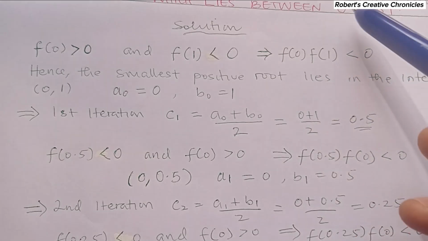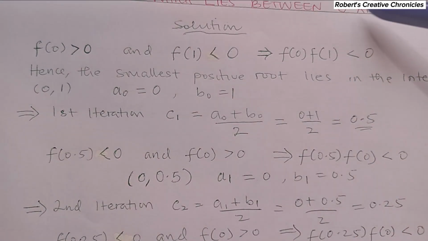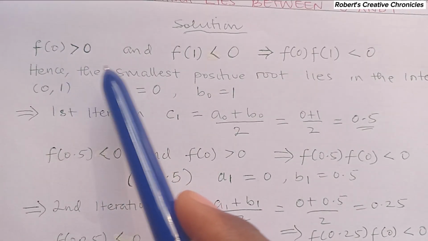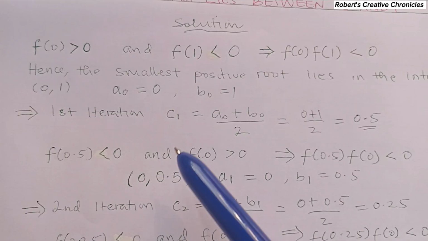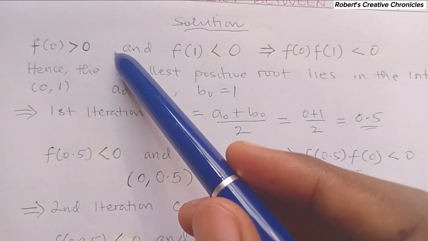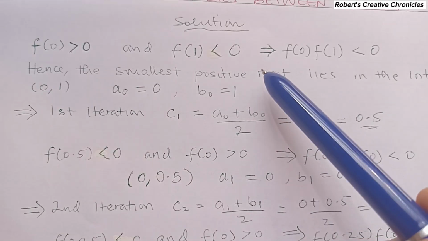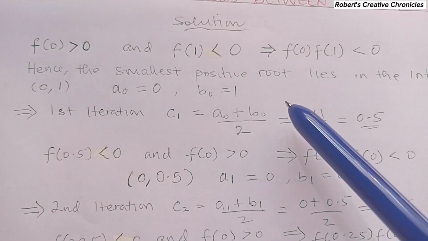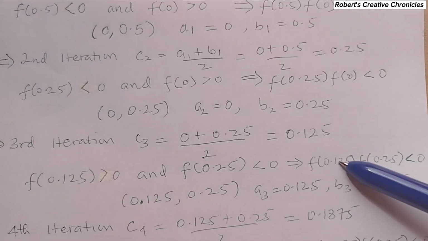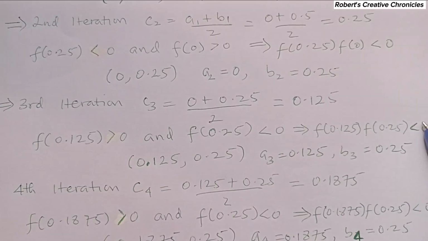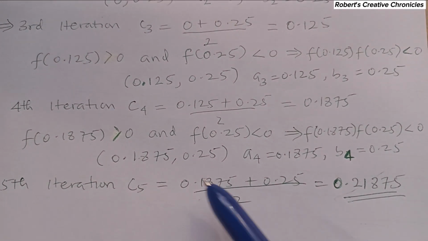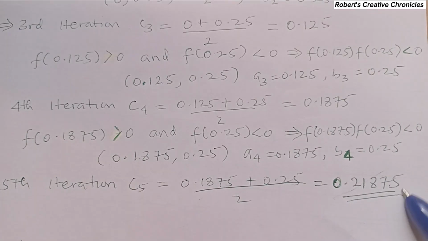So the boundaries given to us, that is 0 and 1, the one must be greater than 0 and the other must be less than 0. Because if 2 of them are less than 0, or 2 of them are greater than 0, that means the root does not lie in that interval. But when one gives a positive answer and the other gives a negative answer, then the root lies in that interval. So that is why in all of these cases we have to maintain that the product of the two functions must always be less than 0, meaning that the root lies in that interval. So as the question specified, 5 iterations, and this is our final answer.